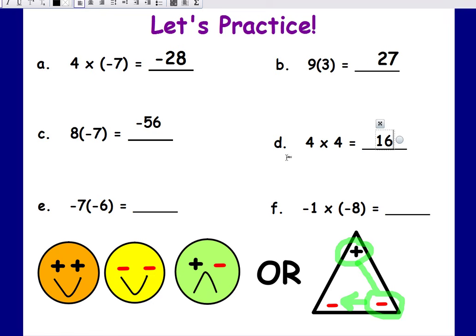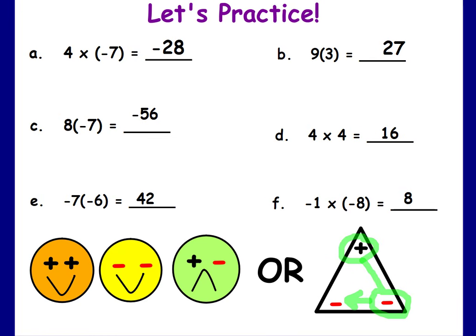Okay, well, hopefully you saw a positive times a positive is a positive. So the answer for D is positive 16. Negative times a negative is also a positive. So positive 42 is the answer for E. And then another negative times a negative is going to give you a positive 8 for F.